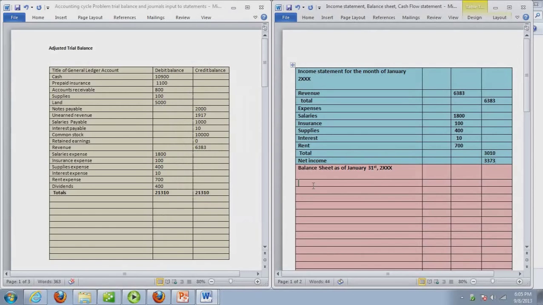We can go on to the balance sheet, which we know is nothing more than the accounting equation written vertically. So again, don't worry about the order, just list them. So we have cash. I'll use the middle column. And all this, of course, is ending balances. Prepaid insurance.